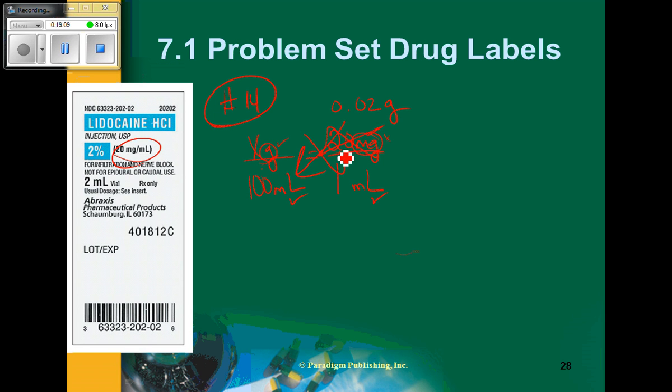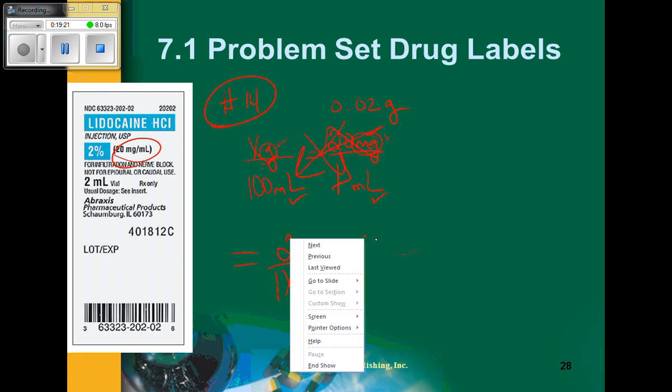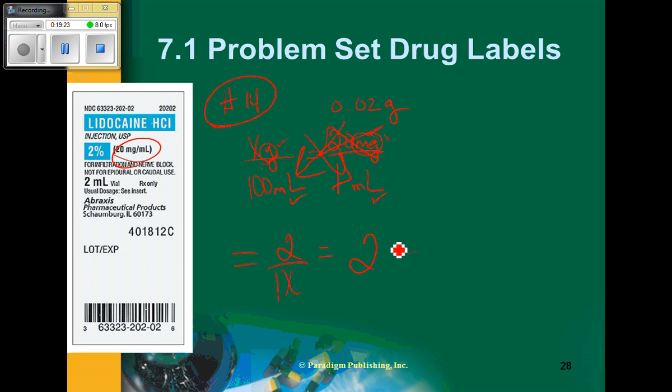Then you want to cross multiply. X times 1 would be 1x. 0.02 times 100 would be 2. 2 divided by 1 would be 2, which would lead your answer to be 2% or 2 grams.